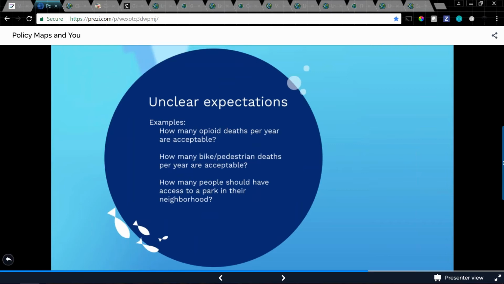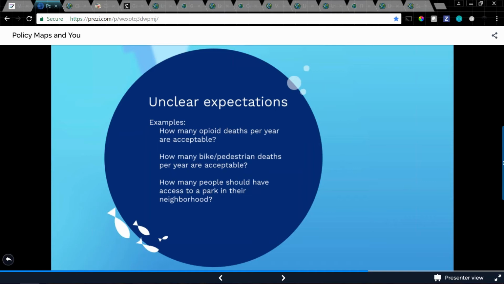What are the expectations here? So let's go back to the pedestrian accidents. How many pedestrian accidents are acceptable? Now we can all sit around this table, this virtual table, and agree, none. We want none. I agree, we want none. That's not what I asked. In order to help a policy be judged as effective or ineffective, we have to set a goal.